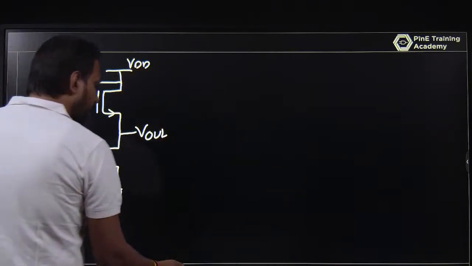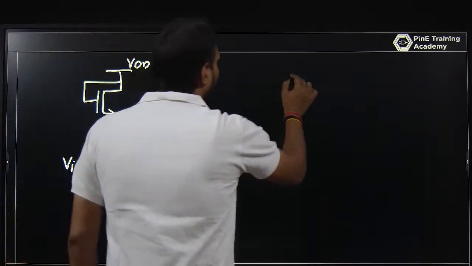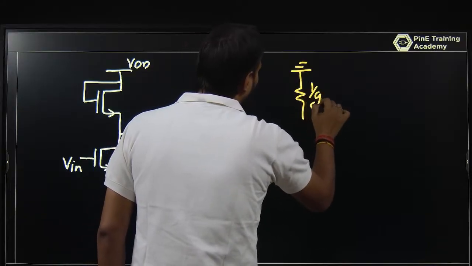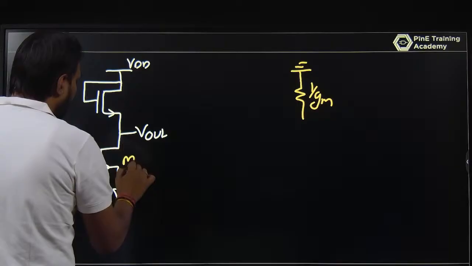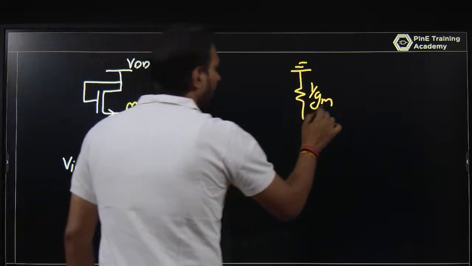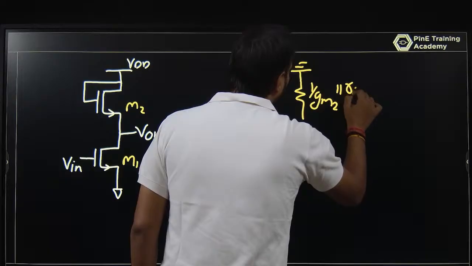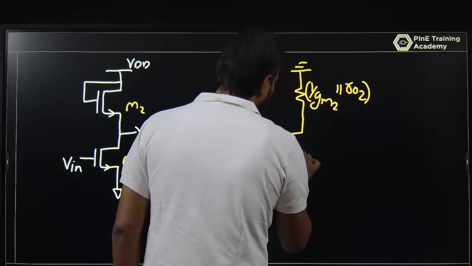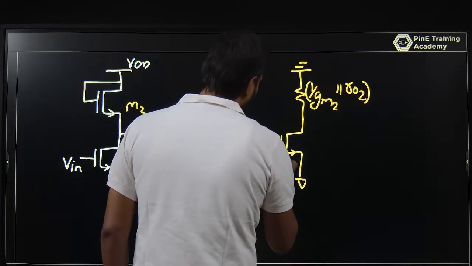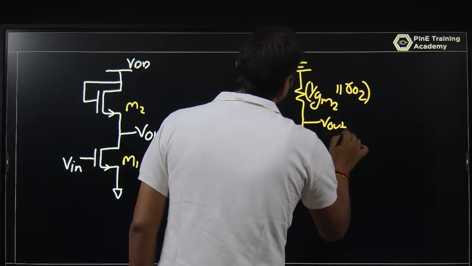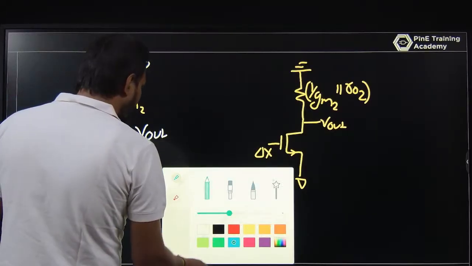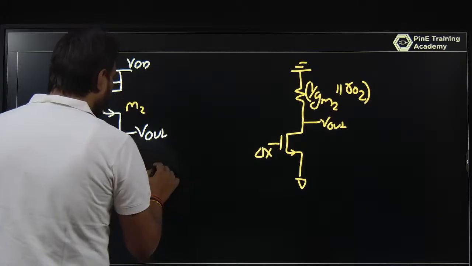So the small signal model is like this: it is grounded, this is a resistance that is 1 by gm2 parallel R naught 2, and this is connected in such a way like this. Let this be M1 and this be M2. And if 1 by gm2 is small as compared to R naught 2, so you can say that this is what?